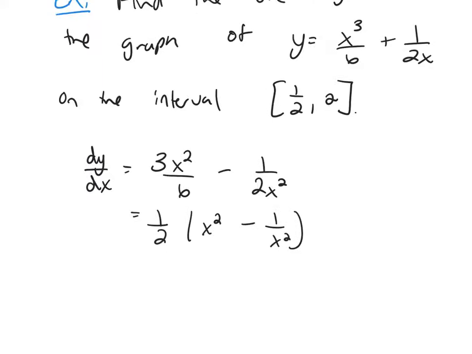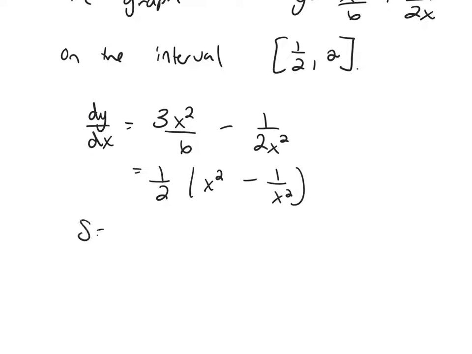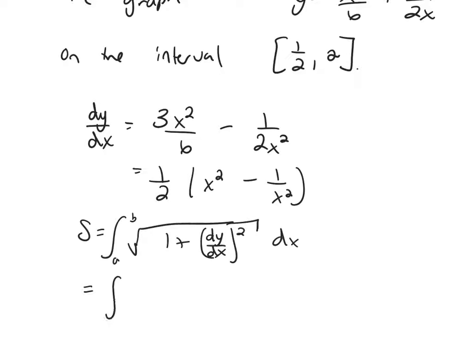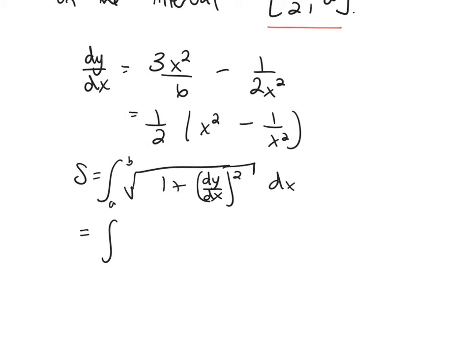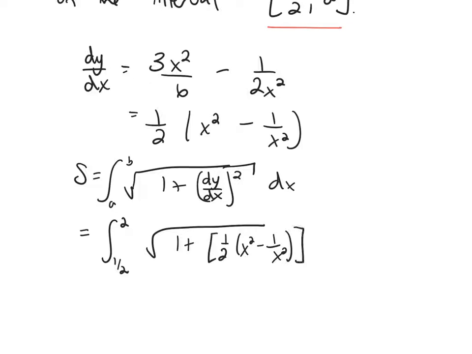So now let's plug this into our arc length formula. Again, I'll write down the formula here. It's the integral from a to b, the square root of 1 plus, in this case, dy/dx squared. So x went from, if I look back at my interval here, 1/2 to 2. Those are going to be my bounds on my integral. Square root of 1 plus 1/2 (x squared minus 1 over x squared) squared dx.